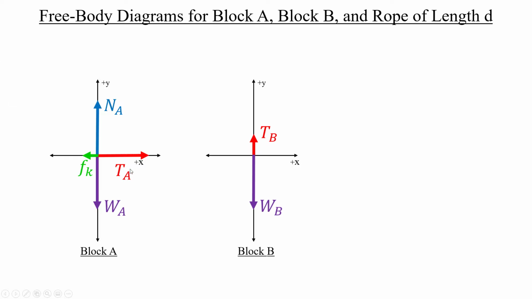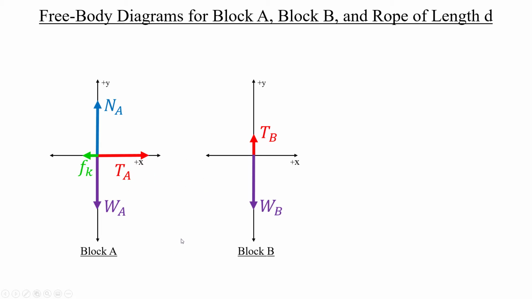And one thing to be very careful of when you draw these free body diagrams for these two blocks, notice that the tension from block A and the tension from block B, they're not the same length. They are not the same magnitude. They can't be. If they were, the blocks would not move. These two tensions have to be different from one another in order for the blocks to actually experience an acceleration. So very important thing to note when drawing these.